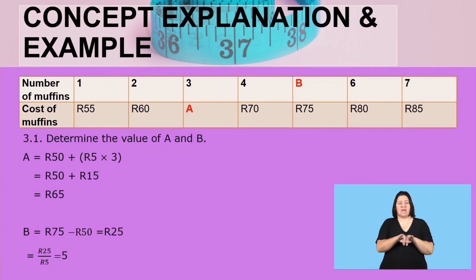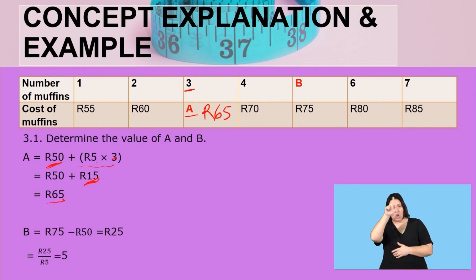Determine the values of A and B. The value of A: remember, A is for preparing 3 muffins. So we have the fixed cost, which is the 50 rand for electricity, which has been paid, plus 5 rand multiplied by 3 muffins, because each muffin is 5 rand. Always simplify the values in the brackets first. 5 rand times 3 will give you 15 rand. Then 15 rand plus 50 rand is 65 rand. So that is the value for A. Your A is 65 rand. And I hope you can also see the logic in the pattern.